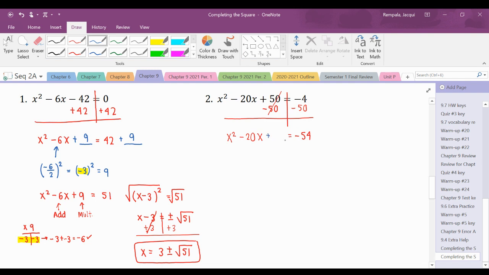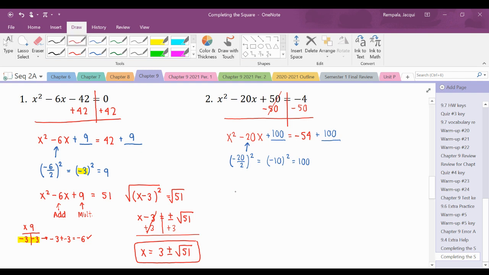I then want to start this process of completing the square. So I'm going to be adding the same number onto both sides. Starting with the number that's connected to the x, I'm going to take that -20, divide it by 2, and square it. That gives me negative 20 divided by 2, which is negative 10. When you square it, a negative times a negative is a positive. So I am adding 100 to both sides.